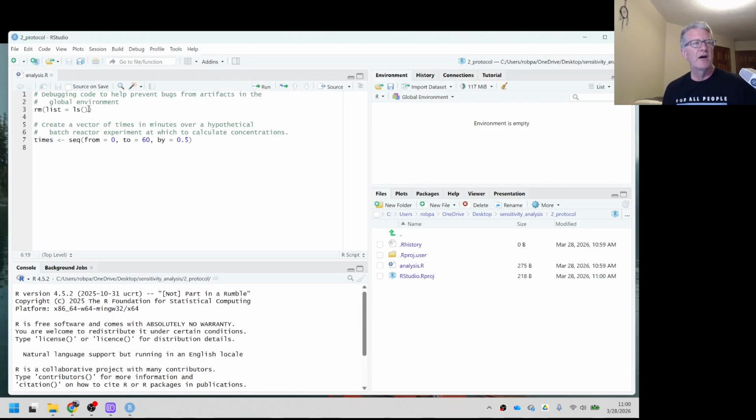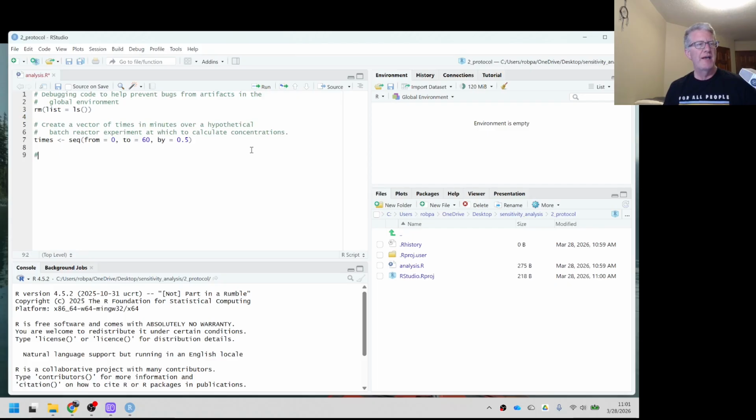And here we have the rm(list = ls()). That is helping us get rid of any artifacts in the global environment, to make sure this code is able to run independently. And we have a times vector that we've created, an atomic numeric vector, using the seq function with values going from 0 to 60 with an interval of half of a minute. So the next thing we need to do here is define some parameters.